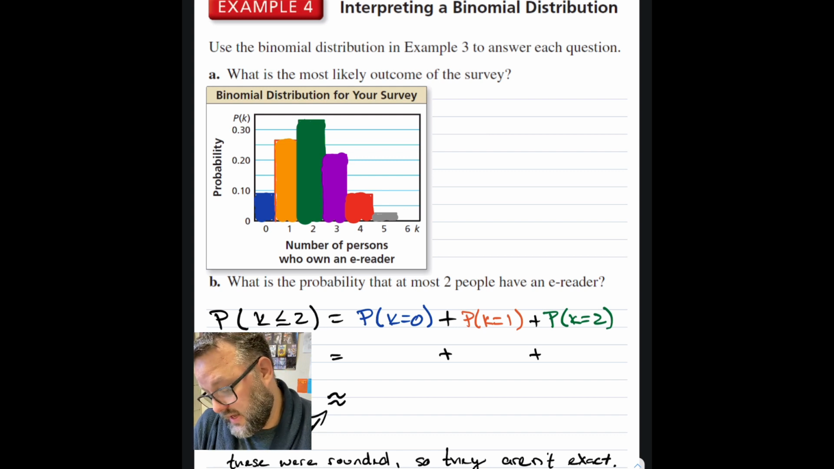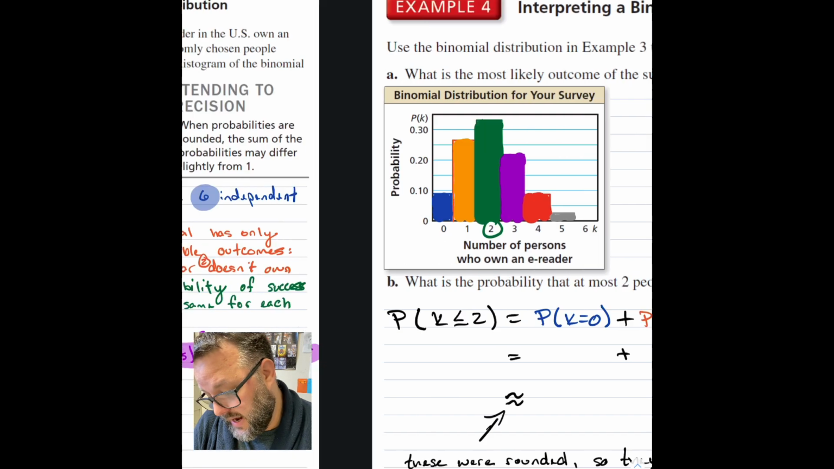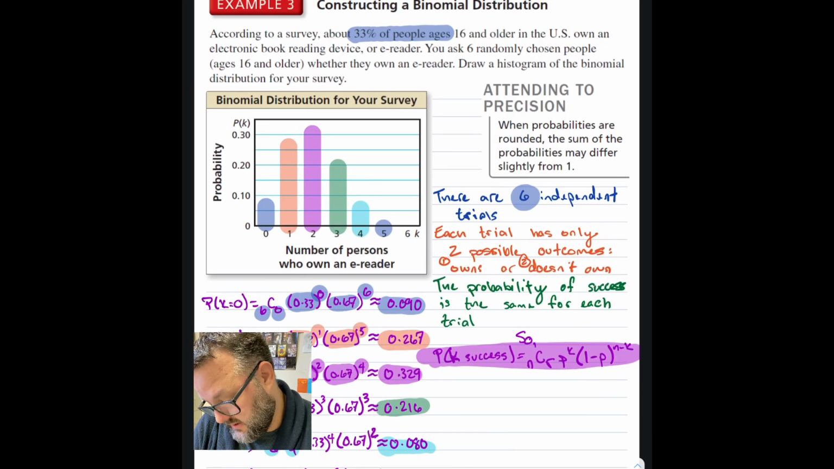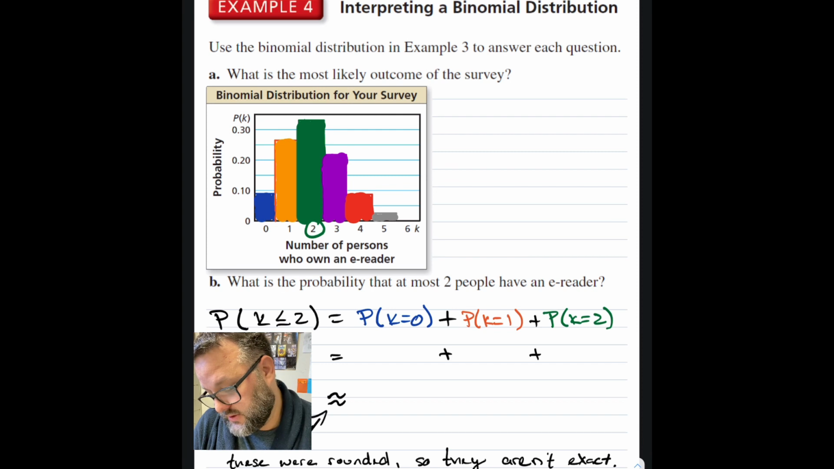And what is the most likely outcome? Well, the most likely outcome is our tallest bar, which is 2, and it's a little over 0.3. Now, if I go back, I can see that at 2, right here, was a 32.9% chance, but I don't have to see exactly what that is. Again, I'm just looking at the tallest one.